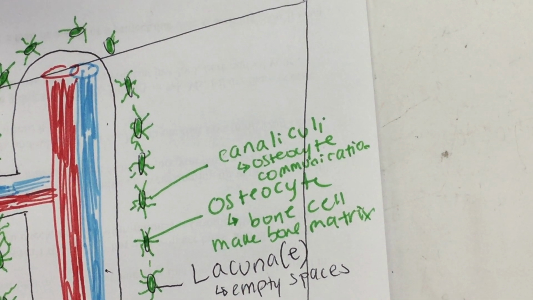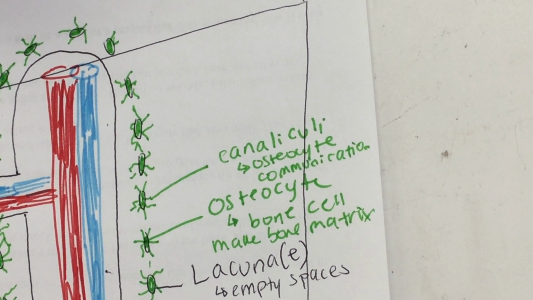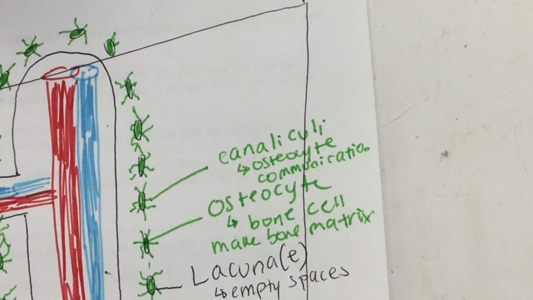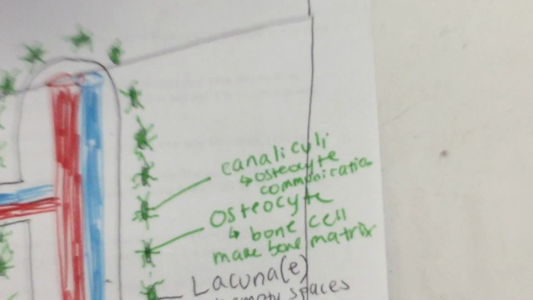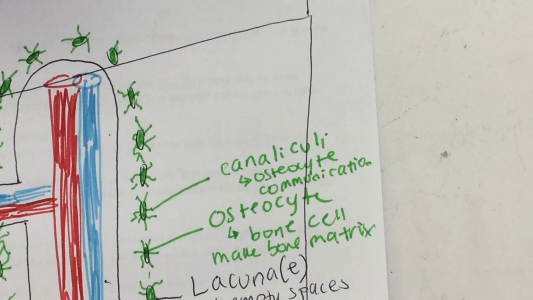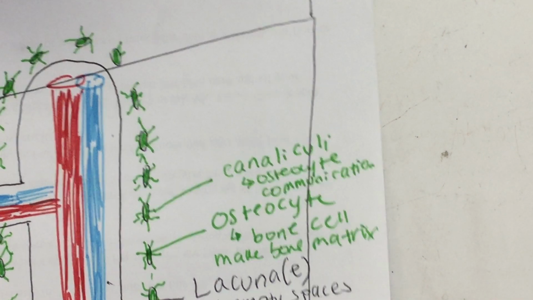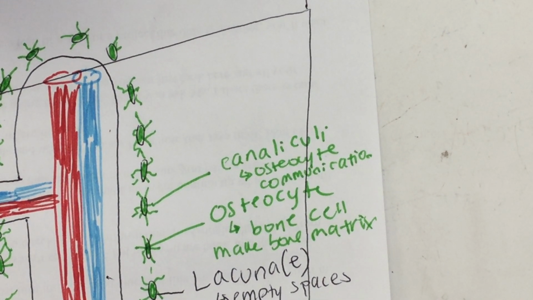Anyone have a broken bone? Oh yeah, Crystal has a broken bone. Her toe's currently making new matrix to get strong again. Her osteocytes are communicating through their canaliculi saying, make more bone matrix, repair, repair, repair.